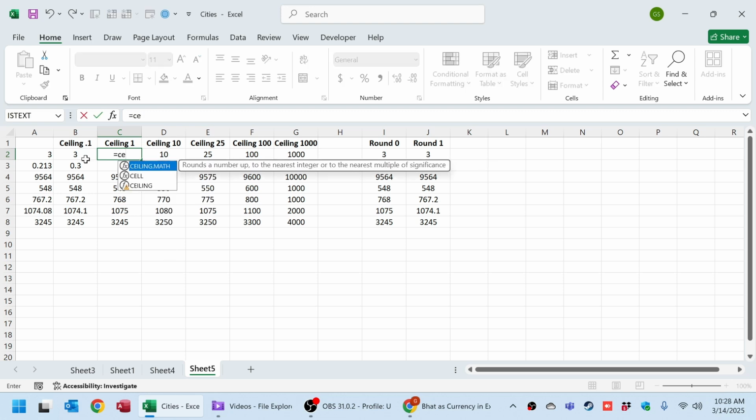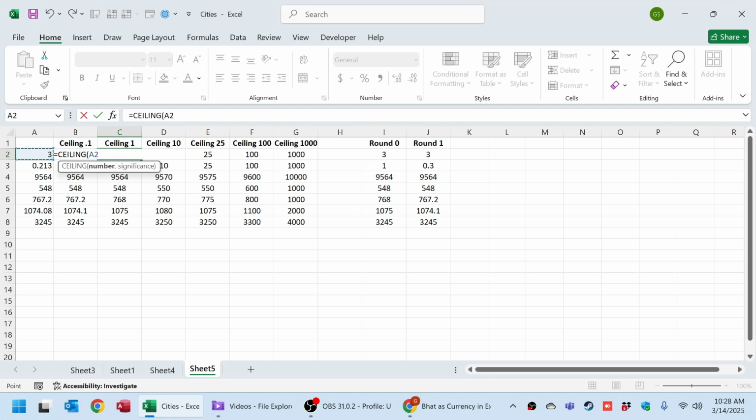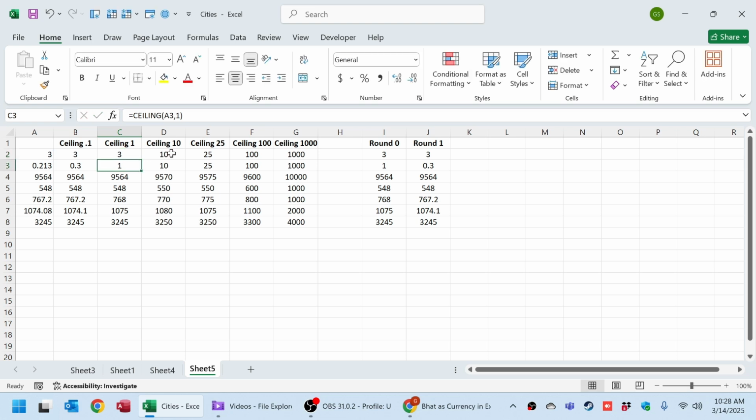So it is CEILING, and you will see it here. And then I'm going to do number and then the significance. For this one, I'm just going to do 1. So when I do comma 1, this is essentially saying go to the nearest whole number. That's why 0.23 is going to 1.